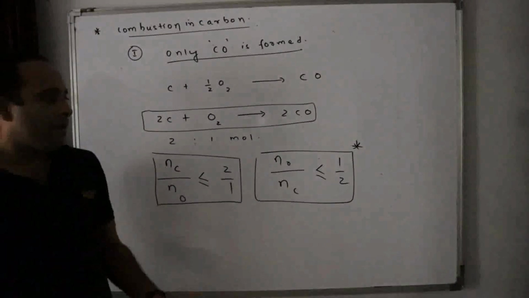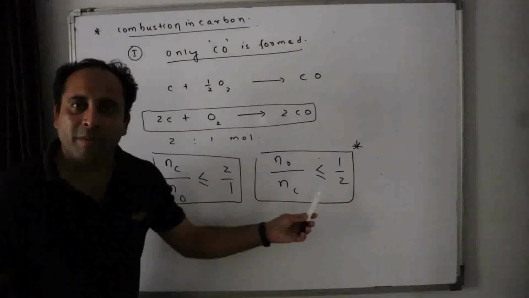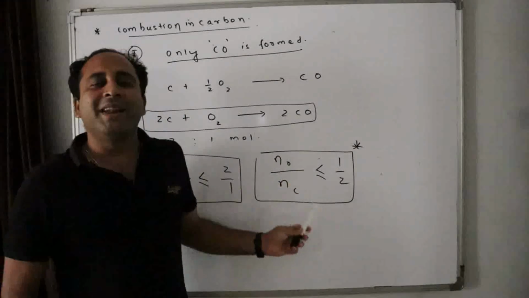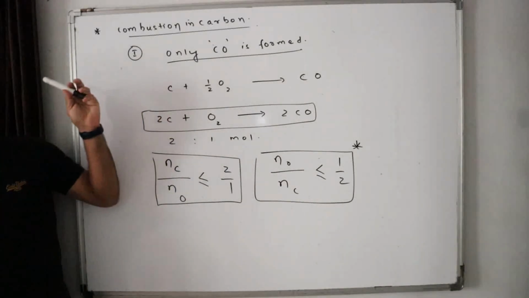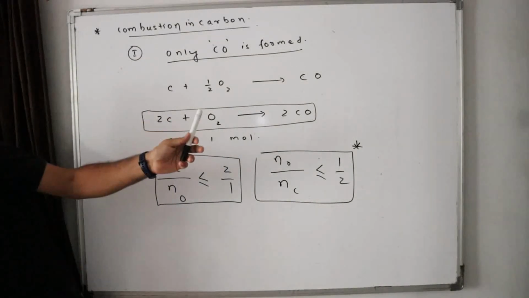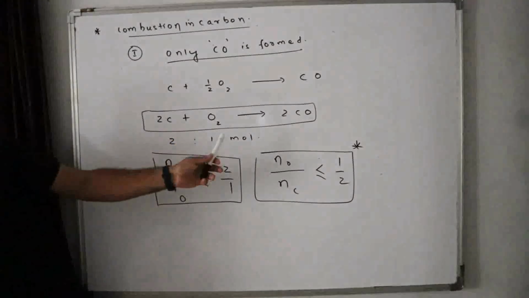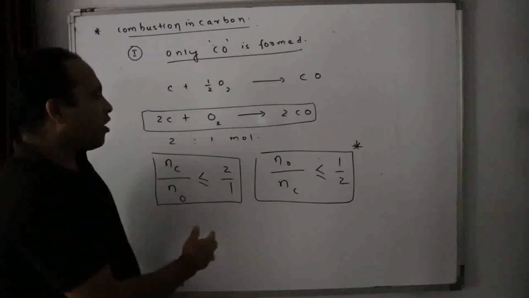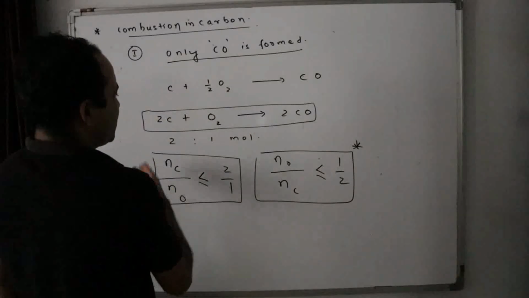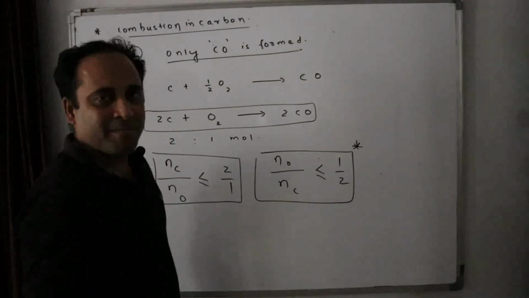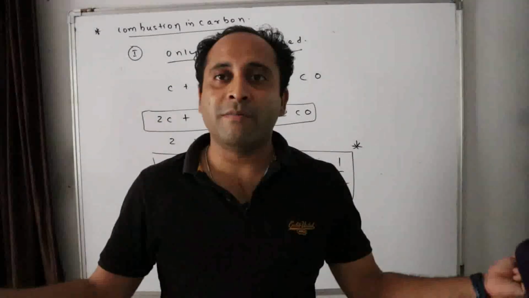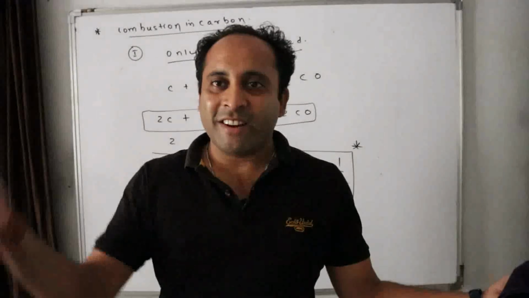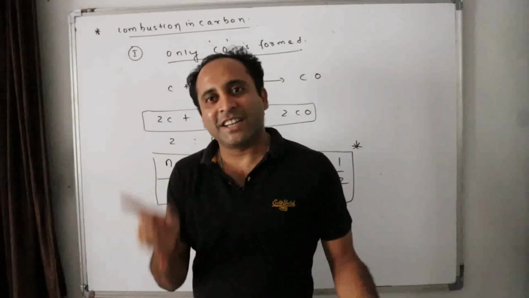Remember, the number of moles of oxygen by the number of moles of carbon should be less than or equal to 1/2. Then what will happen? Carbon monoxide is only formed. Clear? In this case oxygen is not in excess; carbon is in excess. When oxygen becomes excess, what will form? Carbon dioxide. When oxygen is not present in excess, then carbon monoxide.